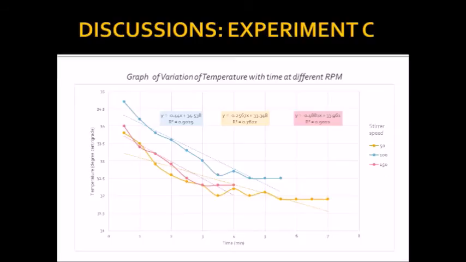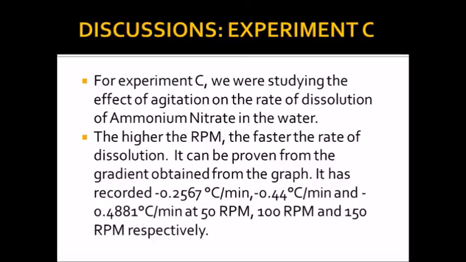Lastly, for 150 RPM, which is the red line, the temperature begins at 34 degrees centigrade and the temperature decreases until it reached 32.3 degrees centigrade. The temperature reached equilibrium at time equal to 3 minutes. Moving to the discussion part of the experiment C. As I mentioned earlier, we were studying the effect of agitation on the rate of dissolution of ammonium nitrate in the water. From the graph, we can see that the highest RPM has faster time to reach equilibrium temperature, and lowest RPM has longer time to reach equilibrium temperature.